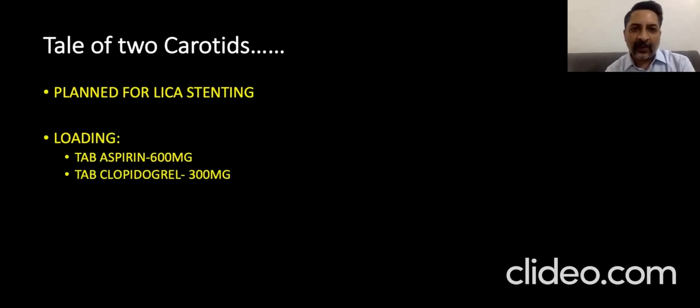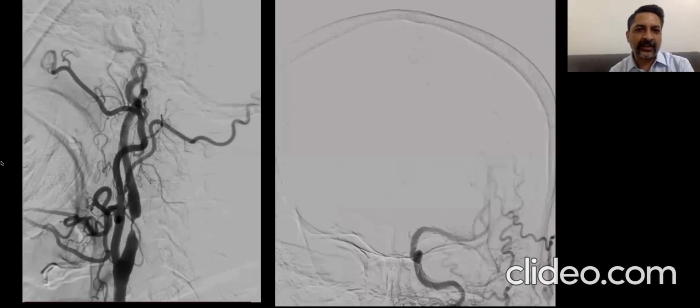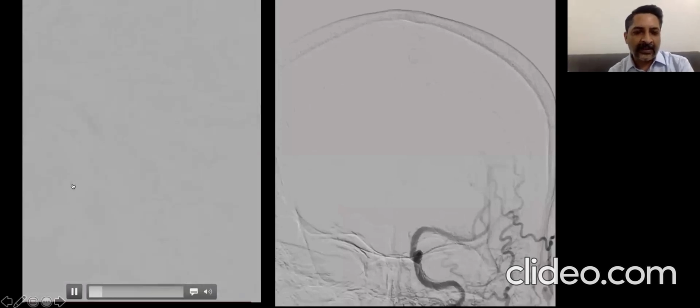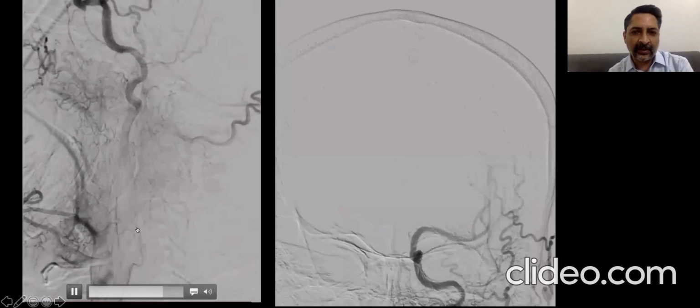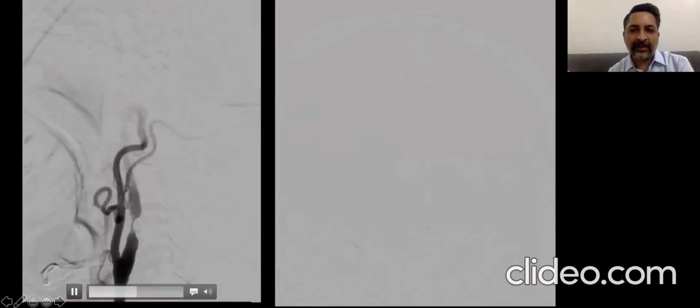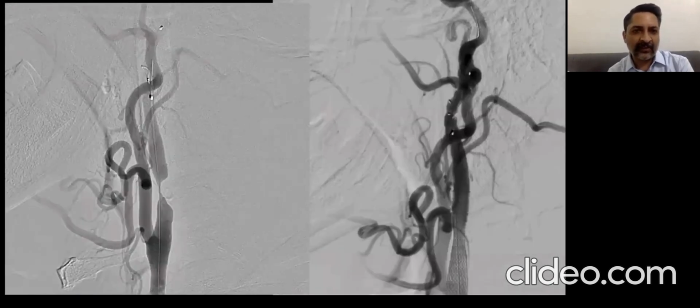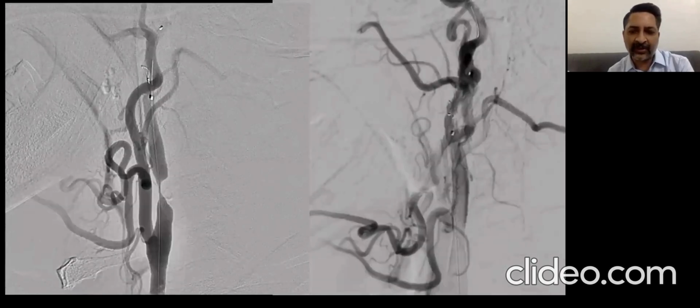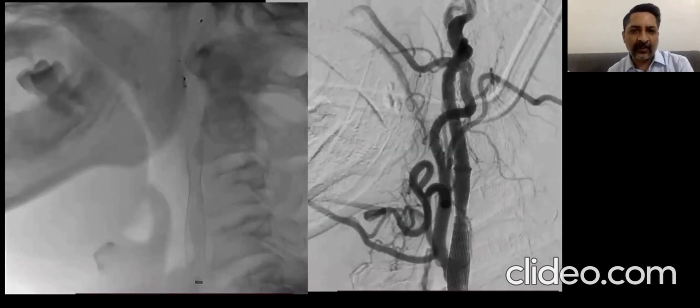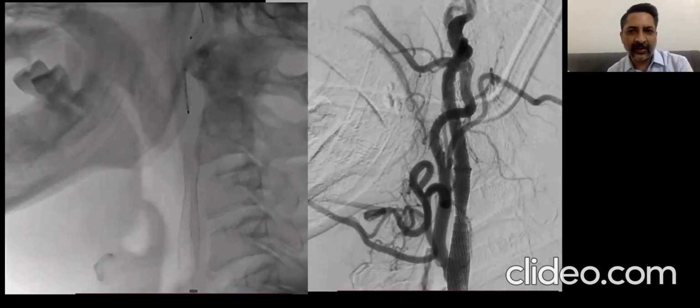So he was planned for stenting. He was loaded as per our protocol, and he was taken. And these are the images. Pretty tight stenosis just beyond the carotid origin, but intracranial perfusion was quite okay. ACA was not filling. Procedure was done as per the standard procedure. Lesion was crossed, filter was placed, and once the position was confirmed, pre and post angioplasty was done, and stent was deployed. So till this time, there was no problem. It was a straightforward case, finished in 20-30 minutes.